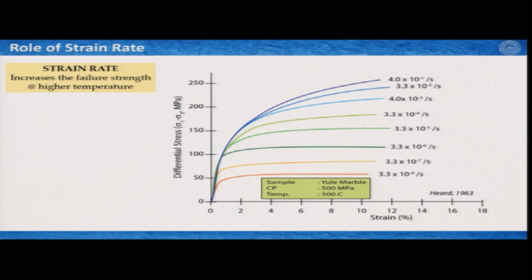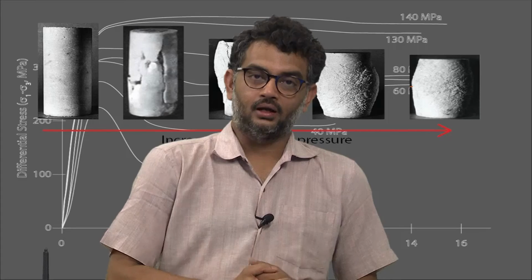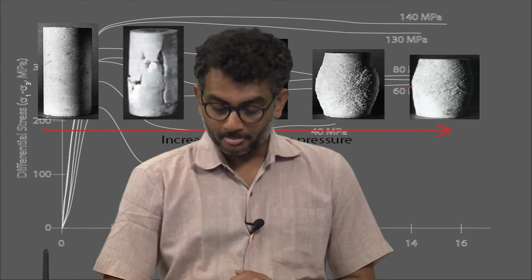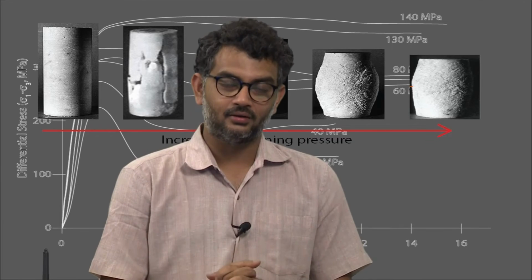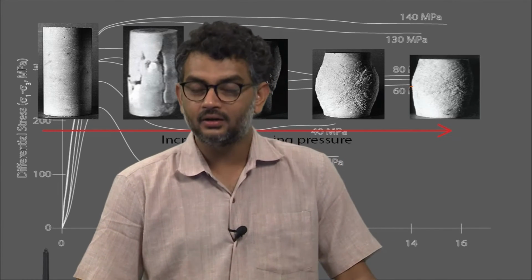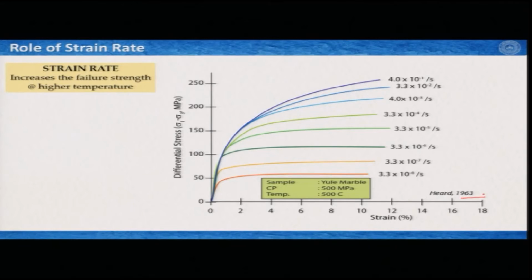Now, let us have a look at this very important series of curves, where we are going to see the effect of strain rate, or deformation rate, that means how fast the rocks are being deformed. These experiments were again performed by another one of the great experimentalists, Heard. It is a paper from 1963, and he worked with Yule marble. The confining pressure was 500 megapascal and the temperature was 500 degrees centigrade.